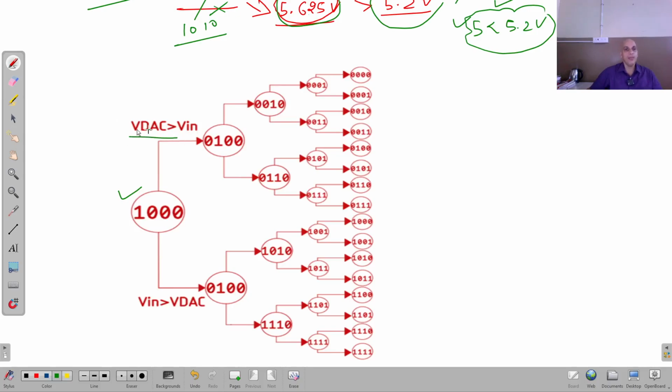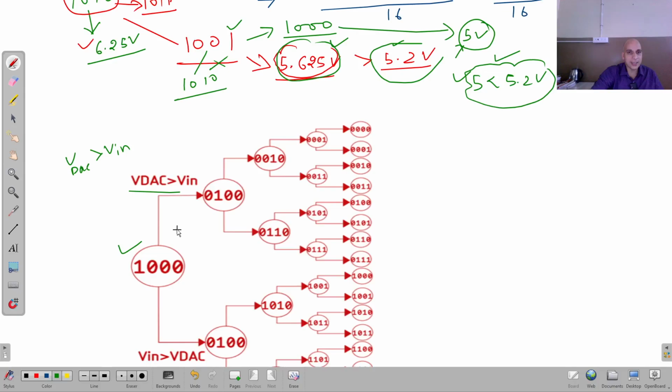Now, if V_DAC is greater than V_in, and on the lower side, V_in is greater than V_DAC, right? So you can see here, if V_DAC is greater than this, then we will proceed to the next bit by setting this to 0, right? Now again at this stage, we will do the comparison. If the output corresponding to this digital number is higher than V_in, then we will go to this one. But if it is lower than V_in, we will go toward this side, right? Again here the same logic is there.